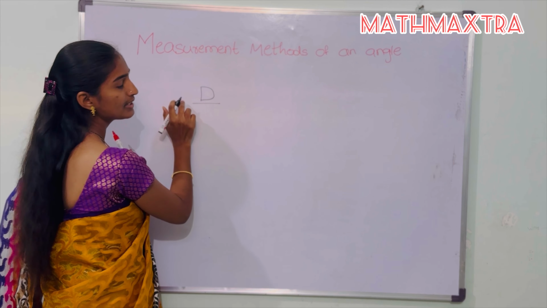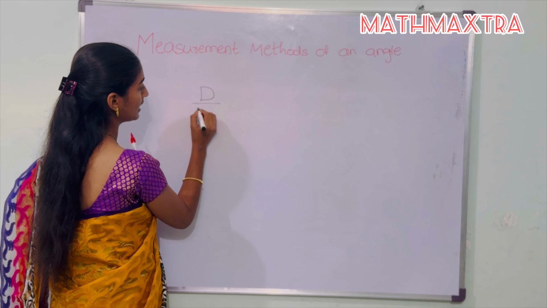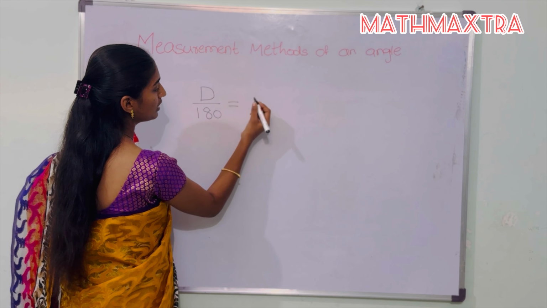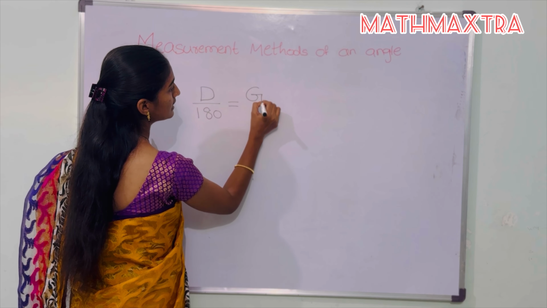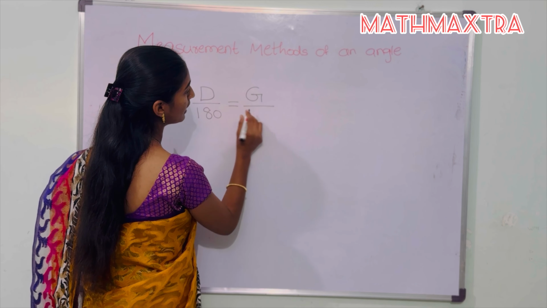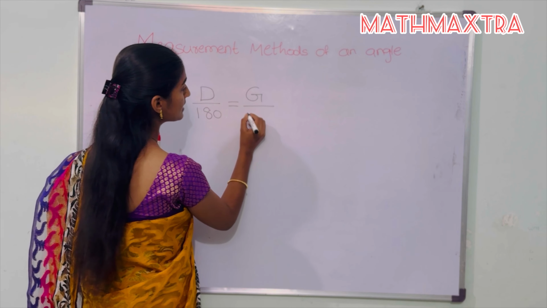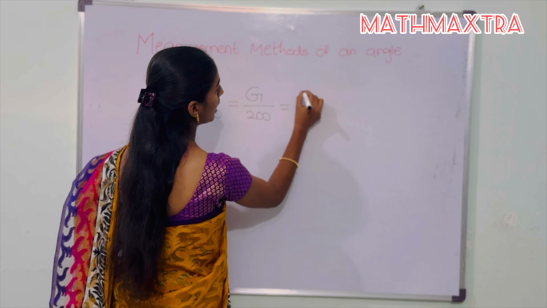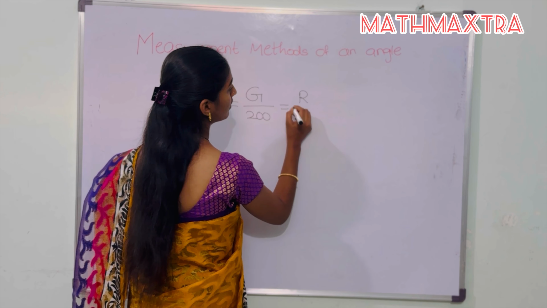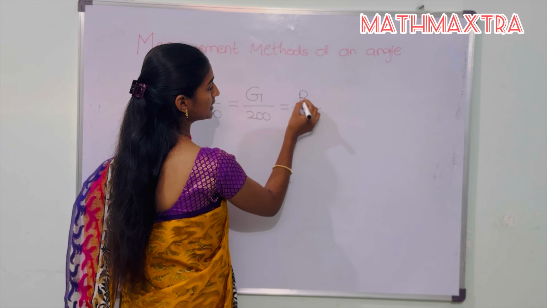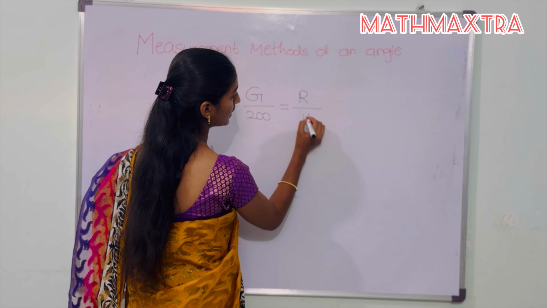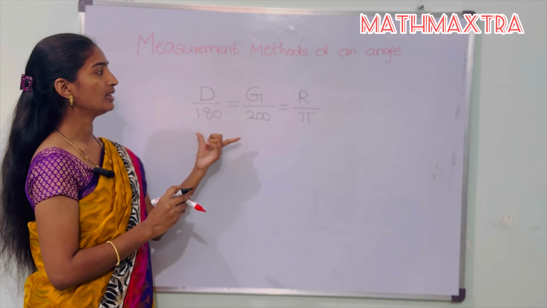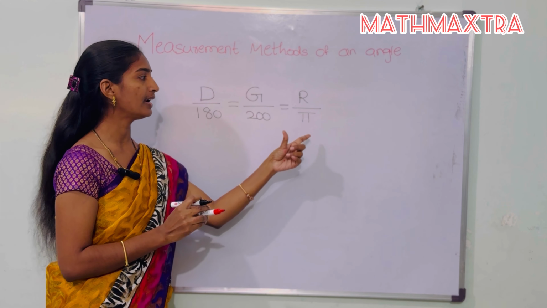So the relation is D by the straight angle in the degree measure, that is 180, which is equal to G for grades, divided by the straight angle in the grade system, that is 200, which is equal to R for radians, divided by the straight angle in the radian system, that is pi. So this is the relation between degrees, grades and radians.